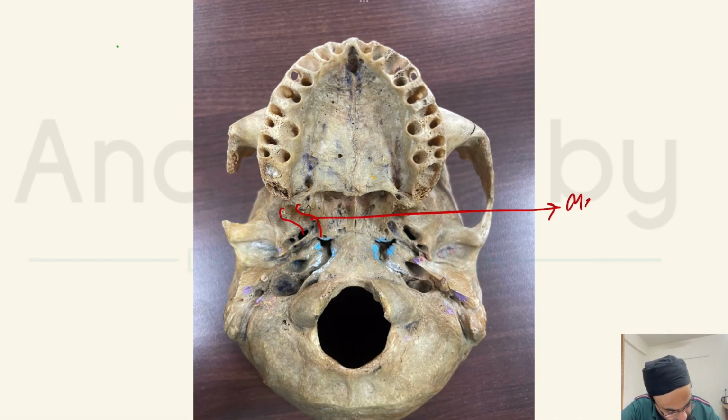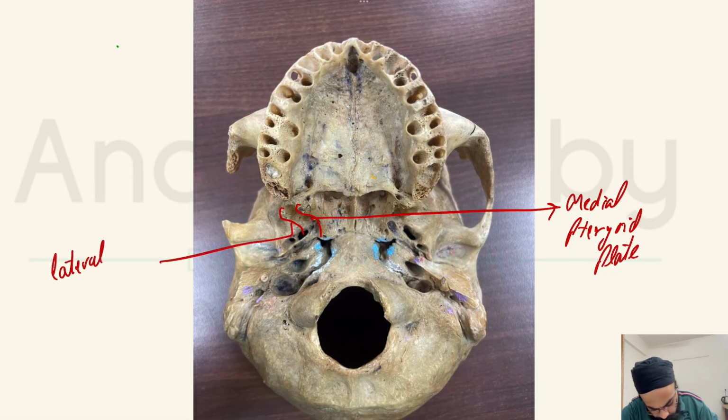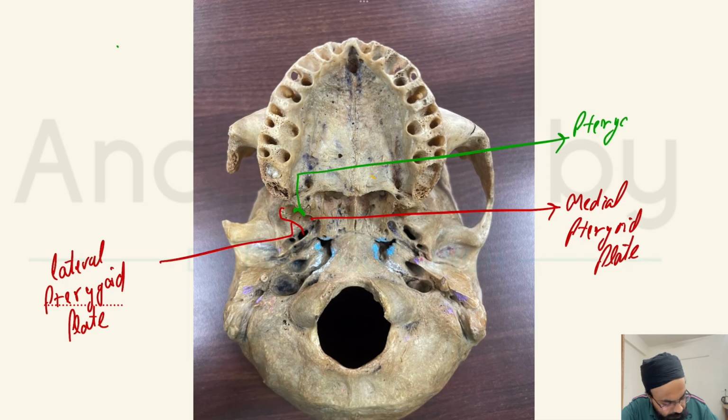Now this one is your medial pterygoid plate. These are part of the sphenoid. Medial pterygoid plate, lateral pterygoid plate. Now importantly, the lower end of the medial plate is curved, and that is known as the pterygoid hamulus. It's like a hook.